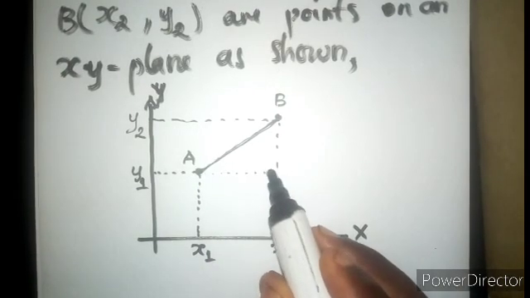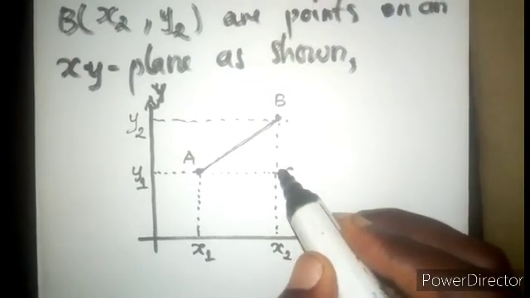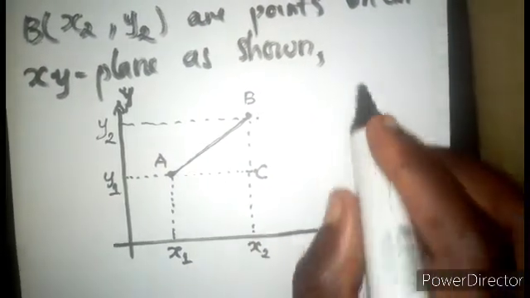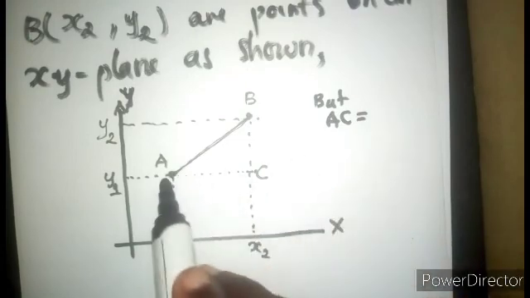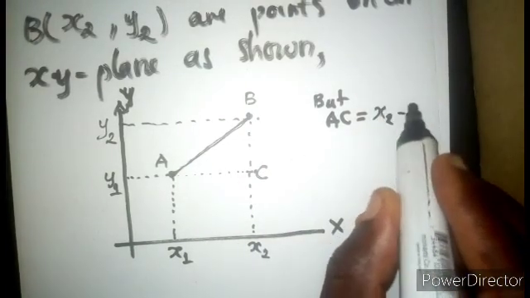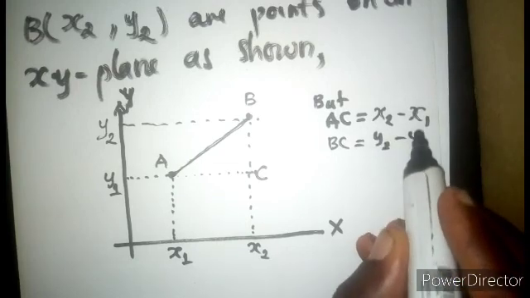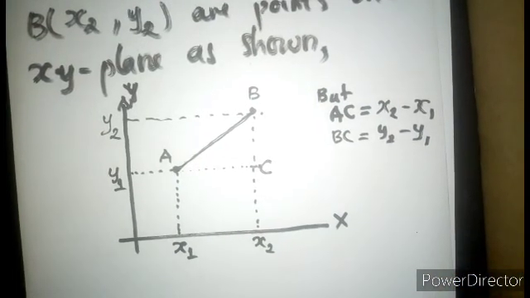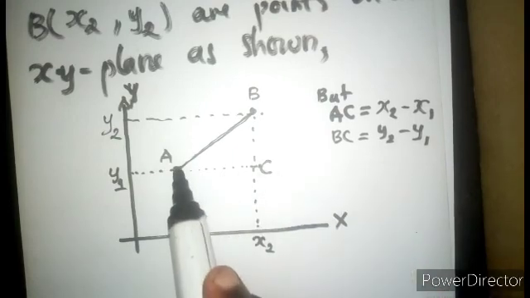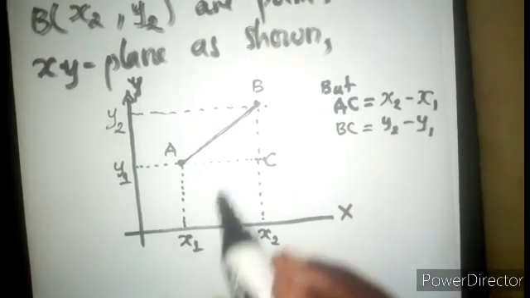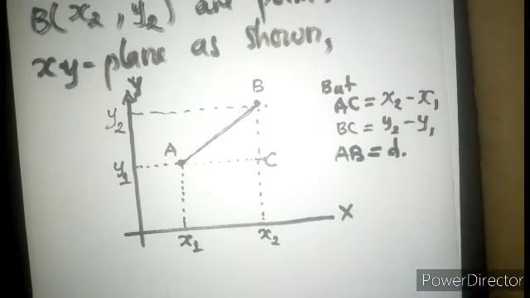First of all, we need to find what is the distance between these 2 points. So if I call this point C, we need to figure out what is AC and BC. AC is what? AC is clearly x2 minus x1, and BC is y2 minus y1. Exactly. Now remember, we are looking for AB, and AB we can call it D. That's what we are looking for.